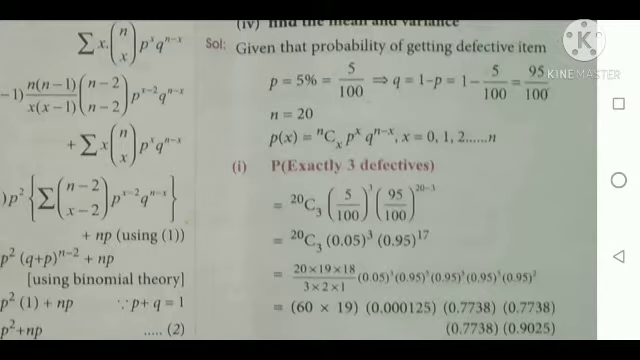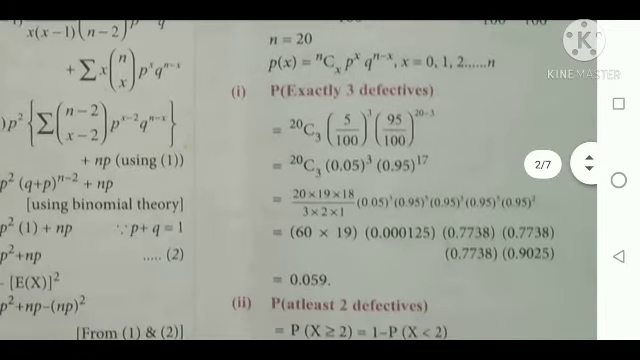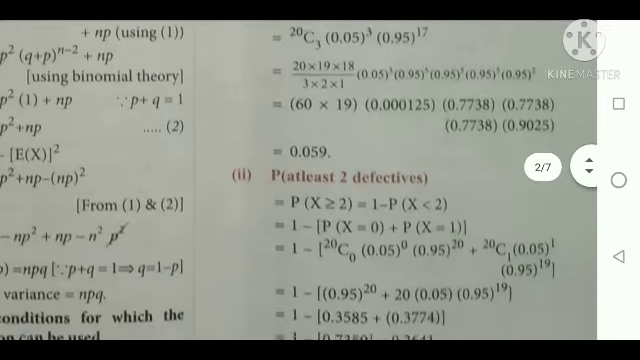20C3 is nothing but 20 into 19 into 18 divided by 1 into 2 into 3. You already know this concept, you have studied it in 11th itself. So follow the same things here also. 0.05 whole power 3 means 0.05 into 0.05 into 0.05. Likewise you have to find the value of 0.95 whole power 17. After multiplying we get the answer 0.059.